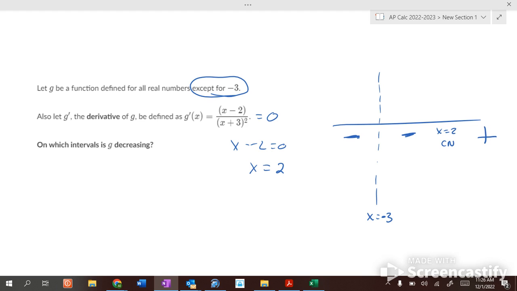So where is it decreasing? Well, it's decreasing from -infinity up until -3. Because there's an asymptote, we take a break there because there's no line there, so we can't say it's decreasing. In union with from -3 up to 2, it's decreasing, and then at 2, it changes and it starts increasing.